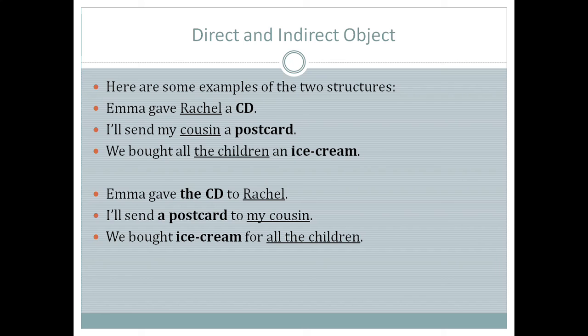So Emma gave the CD to Rachel. When the direct object comes before the indirect object, we need to use the preposition to or for. So Emma gave the CD to Rachel. I'll send a postcard to my cousin. We bought ice cream for all the children. So when the direct object comes before the indirect object, we need to use either the preposition to or for.